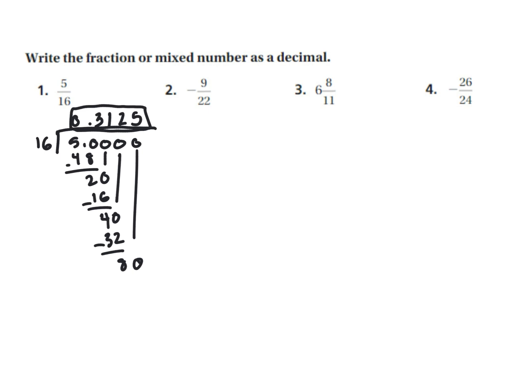For number 2, it's going to be a negative quotient. We know that right away. And we're going to go 9 divided by 22. 22 doesn't go into 9, but 22 does go into 90 4 times. 4 times 22 is 88.